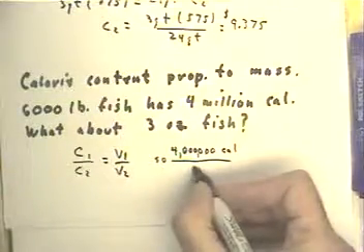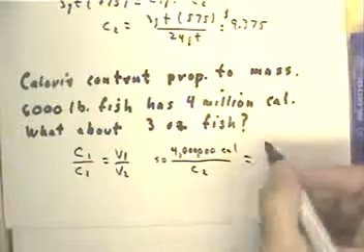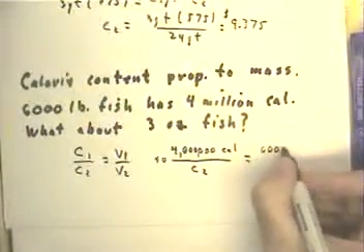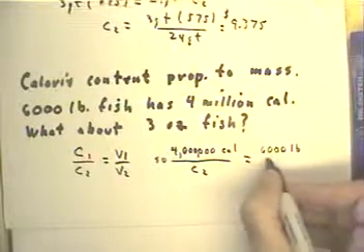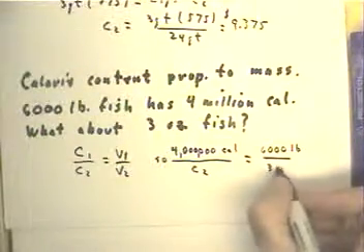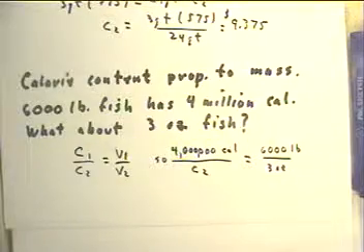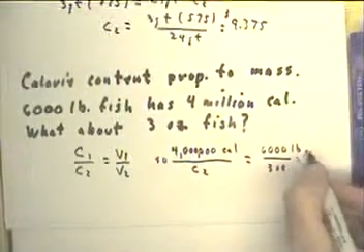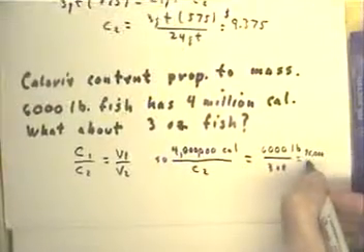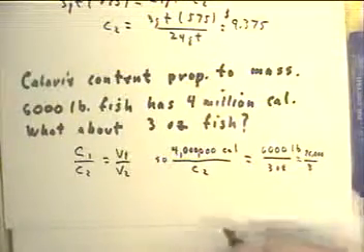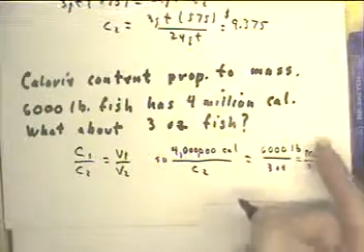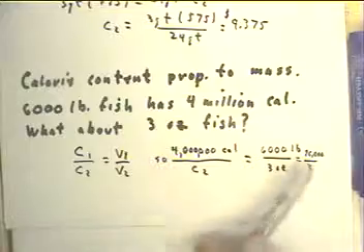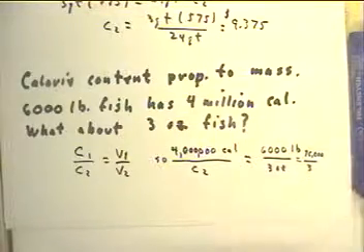over C2 is equal to the 6,000 pounds that corresponds to the 4 million calories over the 3 ounces. Now we really want to write that as 96,000 ounces over 3. Sorry for the cramped writing at the edge, but we'll live with that. So we have 96,000 over 3.